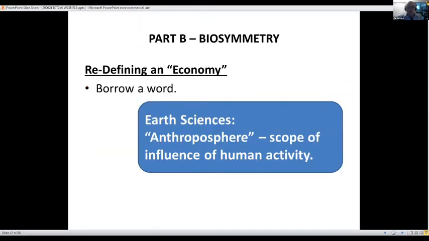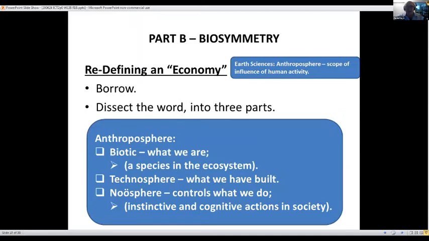Then I want to borrow a word from earth sciences, anthroposphere. This typically means the scope of influence of human activity. Now I'm going to take that word apart into three parts. The biotic part is the flesh, bone, and blood of the people. That's the biological part of the anthroposphere. The technosphere is what we have built. The noosphere controls what we do, the instinctive and cognitive actions in society.